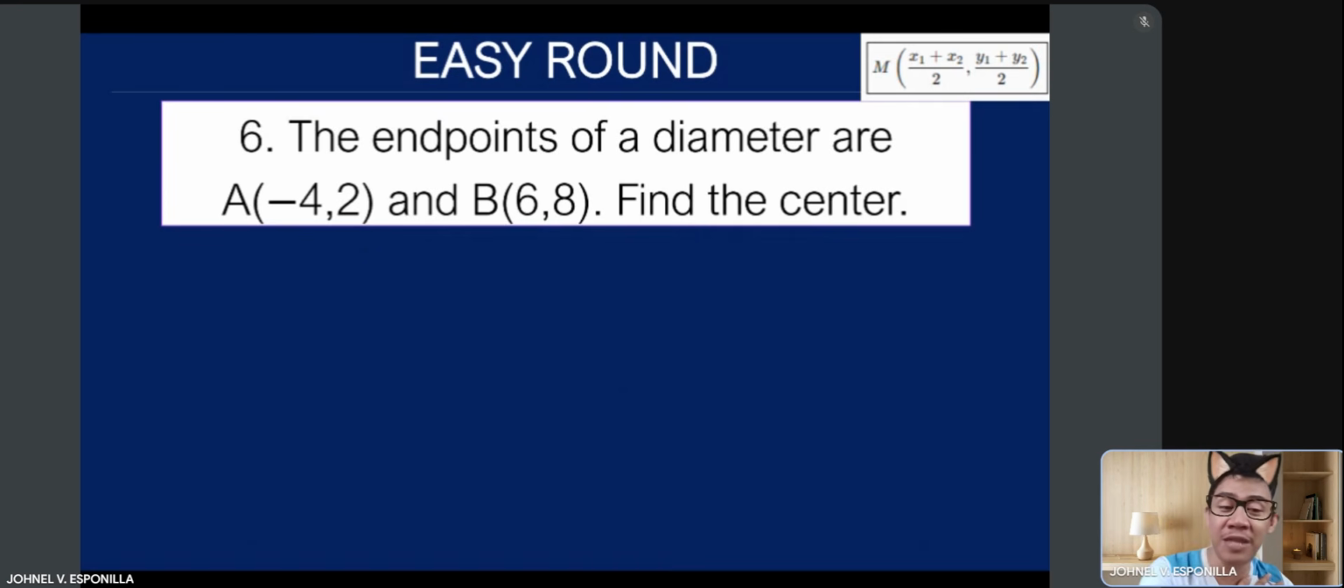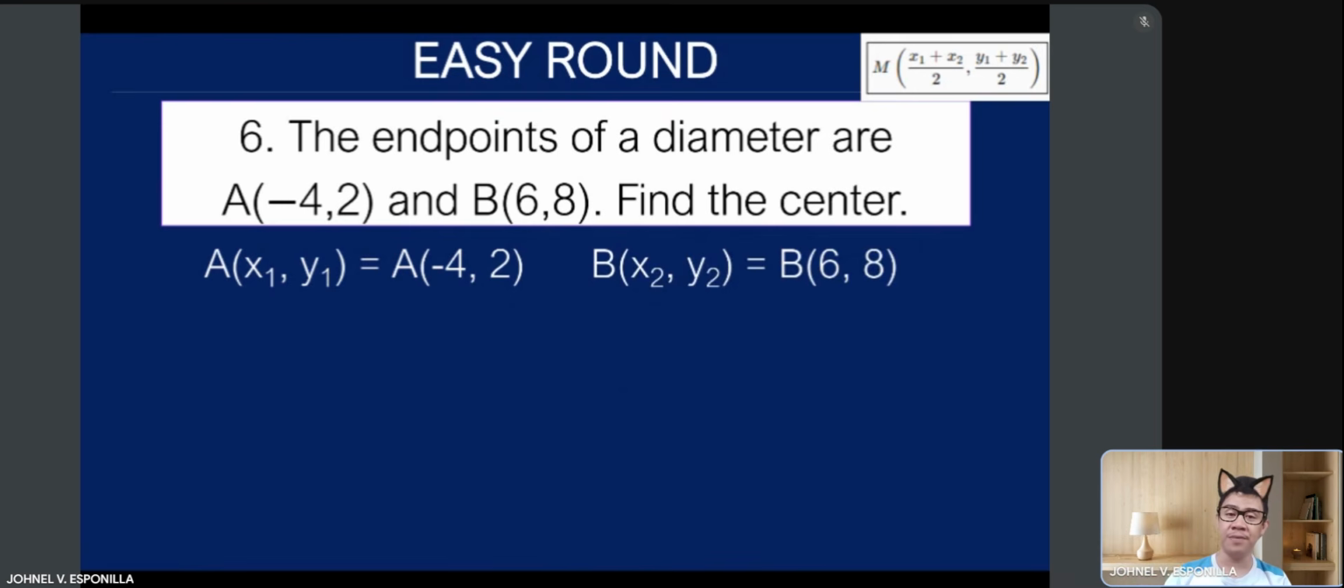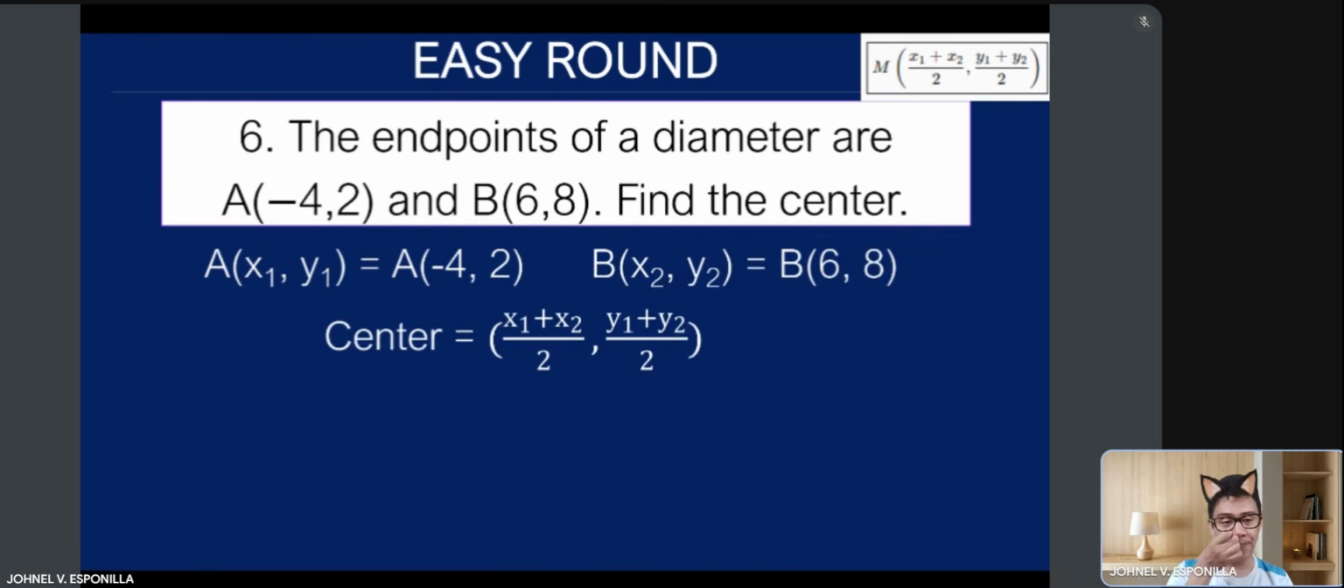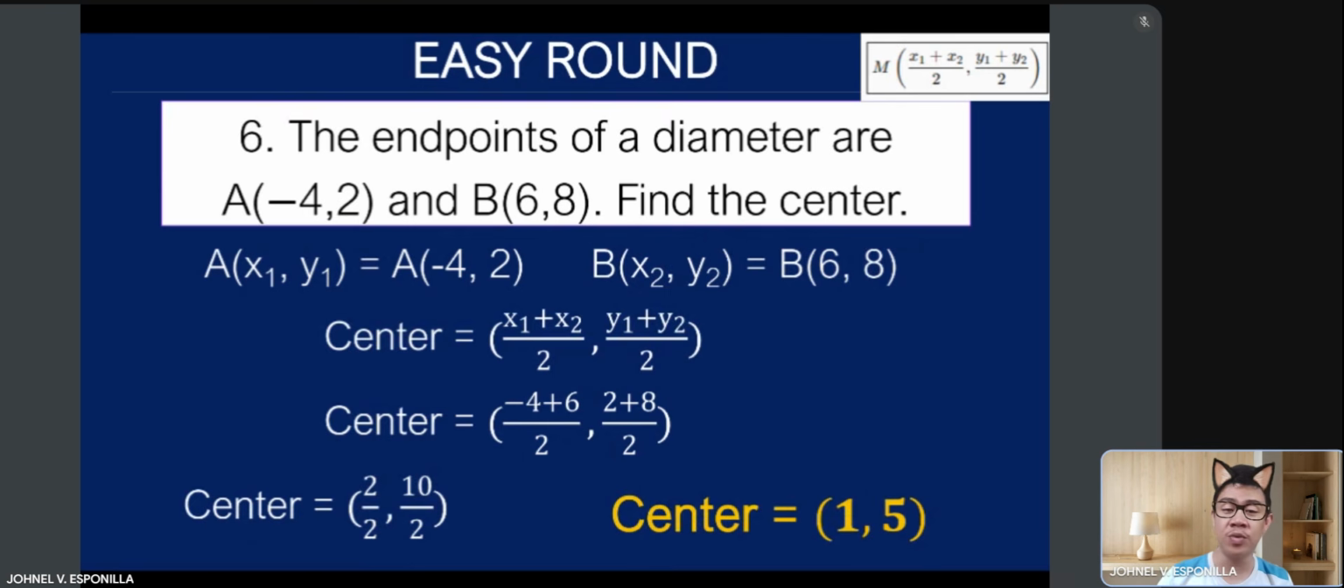Okay, so check natin kung tama po yung mga sagot ninyo. So again, our point A is our first point and our point B will be the second point. Applying the formula, then do the substitution po tayo. So negative 4 plus 6 is 2. I-divide po natin sa 2 mamaya. And then yung y naman, 2 plus 8 is 10 divided by 2 to get 1, 5. This is now the center of the circle. So, tama po ba kayo?